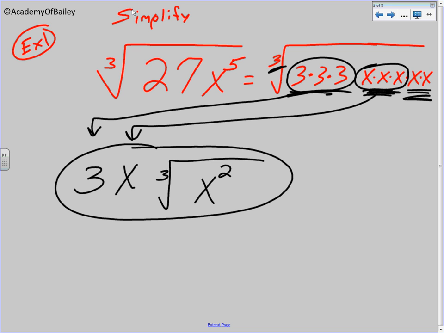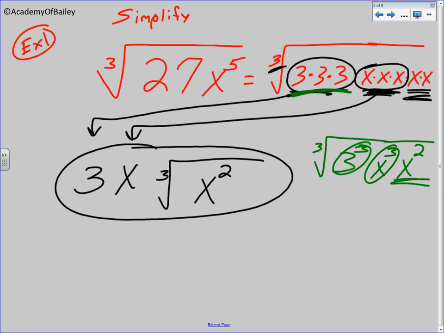Ideally, what you should be thinking is possibly like this. So we have the cube root, and 27 is 3 cubed, just like this. X to the 5th, you can think of it like this. X to the 3rd power times x squared, which then means that there's 3 of these to come outside, there's 3 of these to come outside, and then this stays inside. You can think of it like that.